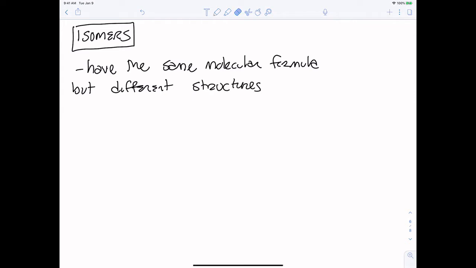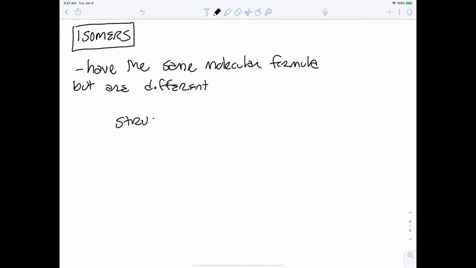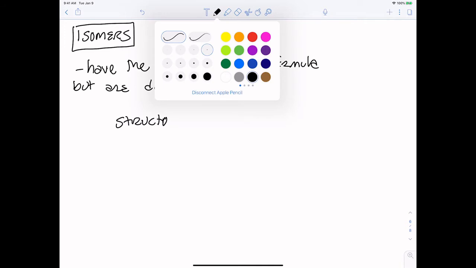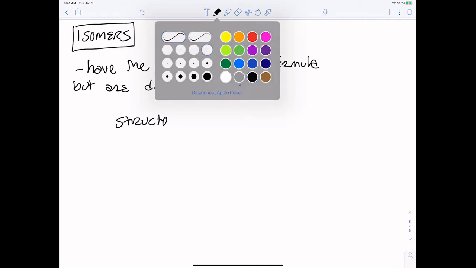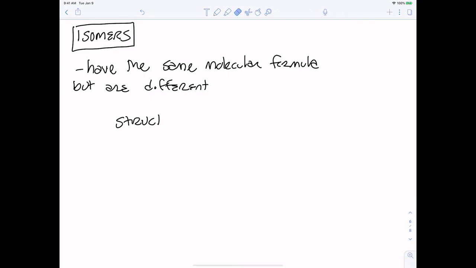I'm going to modify this. I'm going to say, but are different, because there's a different type of isomers that we're going to talk about this semester. So they have the same molecular formula, but are different. I know that's really vague. How they're different is going to depend on what type of isomer we have. The ones that I'm going to talk about now are going to be structural isomers. These are going to have different structures, but we're going to have isomers that only differ on their orientation in three-dimensional space. They're mirror images of each other. We have an entire chapter on stereoisomers.